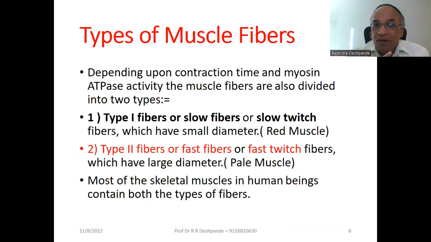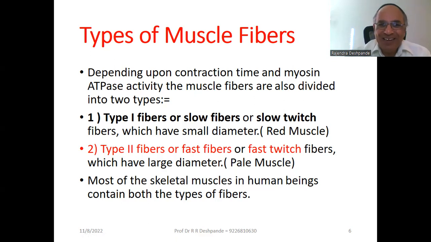We will discuss the types of muscle fibers, muscle threads, depending upon the contraction time and the myosin ATPase. ATP, adenosine triphosphate. What is that? Energy molecule. Always this ASE denotes enzyme. Whenever the suffix is ase, that is an enzyme. So myosin ATPase is an enzyme. So according to contraction time and myosin ATPase activities, the muscle fibers are divided into two types. So this is the base. How are they classified? According to contraction time and according to myosin ATPase activity, enzyme activity.